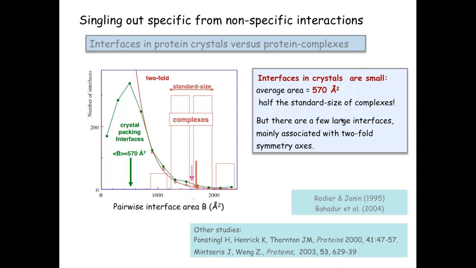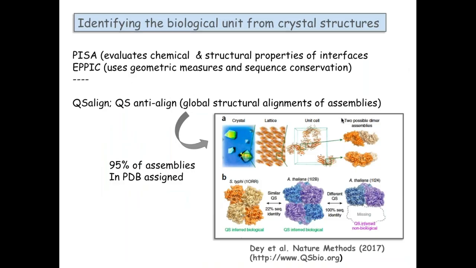So the larger interfaces in crystal contacts are mainly associated with twofold symmetry axes, and sometimes they correspond to true interfaces and sometimes no. So that's part of the problem of identifying from crystal structures the true interfaces from the non-specific ones. And this problem is actually currently not really solved. And this is what I present in this slide.